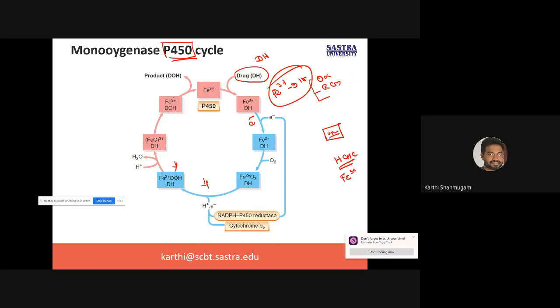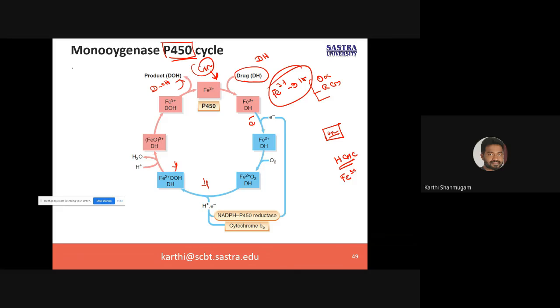which is then converted into Fe3+ DOH, and finally the product is released as drug OH, and the cytochrome is recycled for the next cycle. Okay, so cytochrome here is acting as a kind of enzyme which enhances or supports this reaction. That's all. So finally we will get the cytochrome P450 for the next cycle.